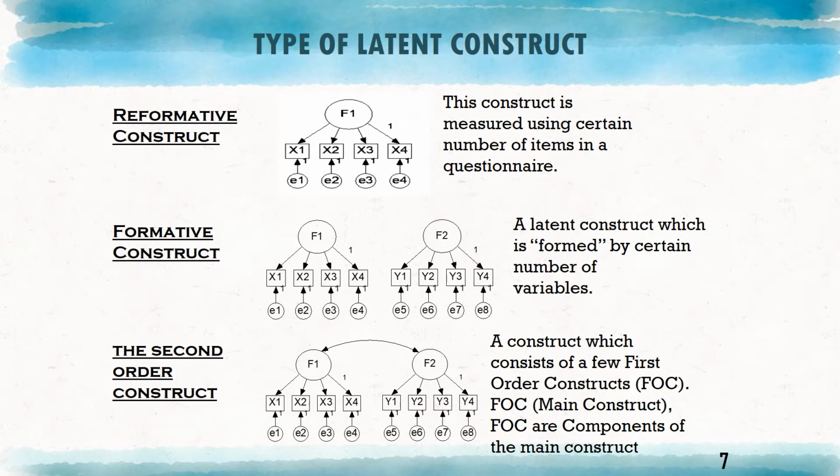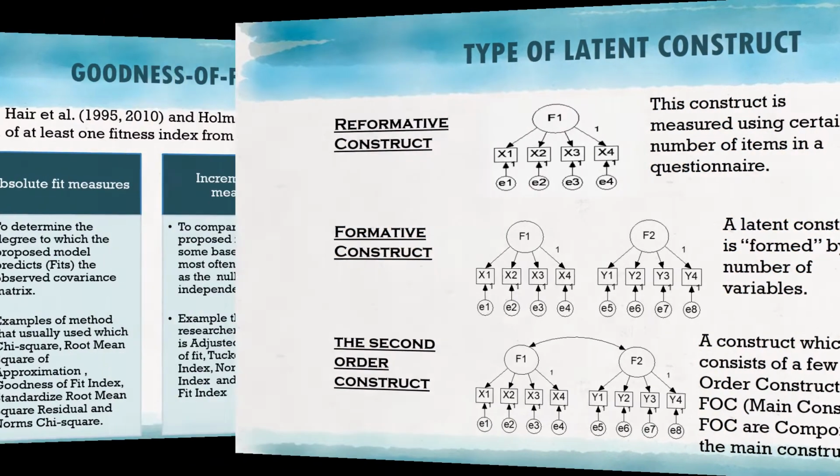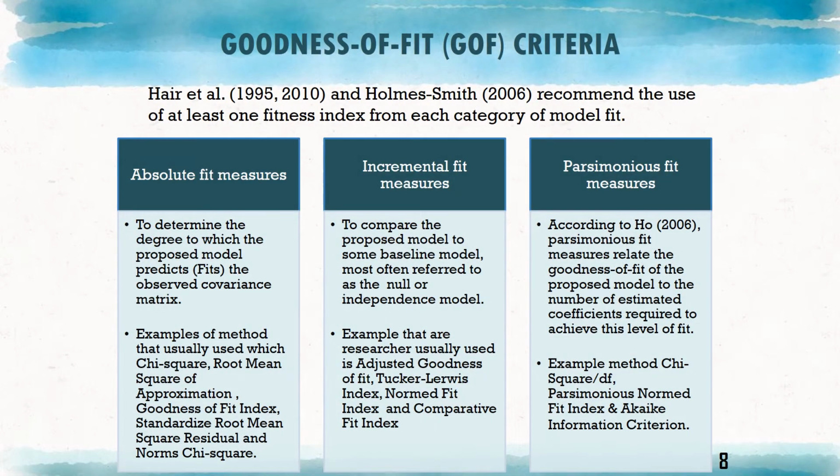The second-order construct is a construct which consists of a few first-order constructs. The first-order construct is measured using a certain number of items in a questionnaire. Sometimes the second-order construct is called the main construct, while the first-order construct is one of the components of the main construct. Goodness of fit criteria, according to Hair in 1995-2010 and Holmes-Smith in 2006, recommend using at least one fitness index from each category of model fit.